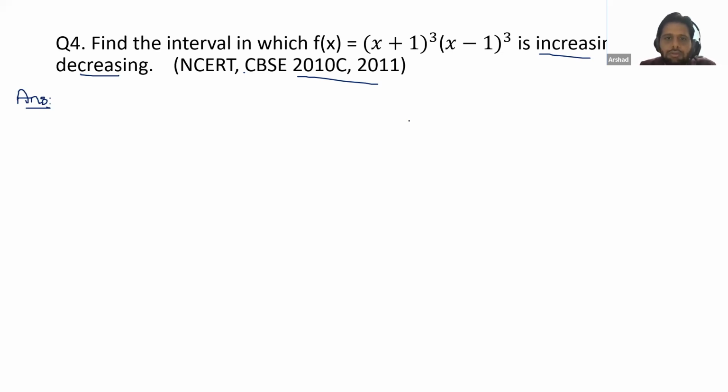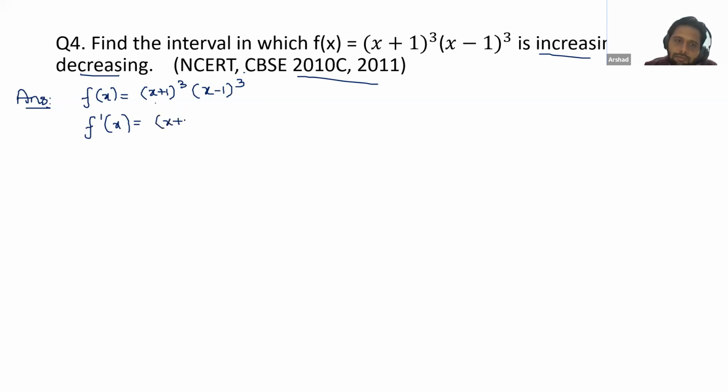Okay, Abdur, let me check. So first we need to find the critical points. We have here f(x) equal to (x plus 1) whole cube times (x minus 1) whole cube. Now differentiate, f dash x. So this is equal to what? Apply the product rule. We will keep this as it is and differentiate the next one.